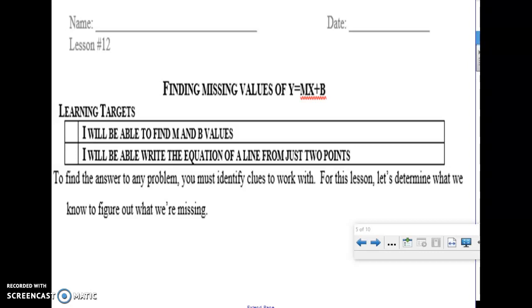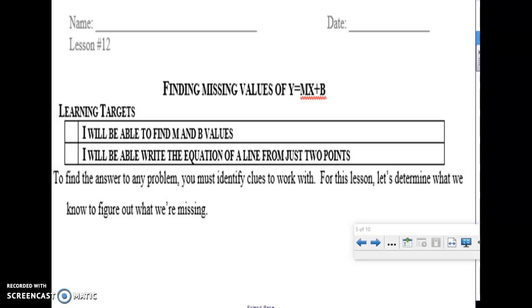So today we'll be finding the missing values of y equals mx plus b. So we'll be finding maybe an m, maybe a b value, maybe even using x and y. You're going to be able to write an equation from just 2 points, which seems like it's awfully hard to do given the fact that we've been graphing these and using a coordinate plane, but that isn't always necessary.